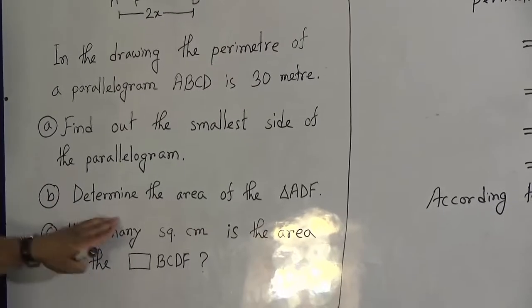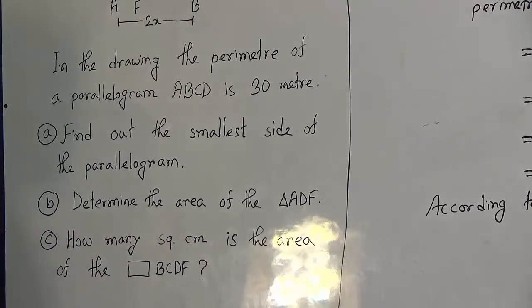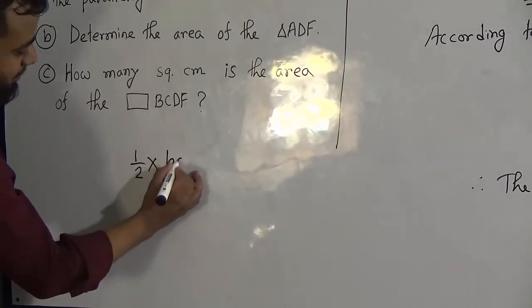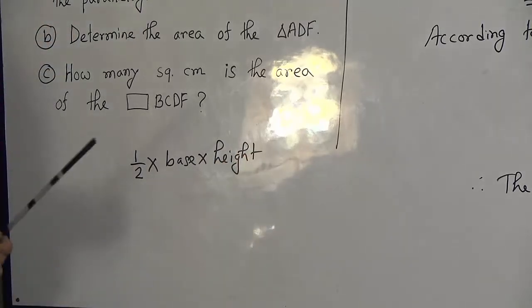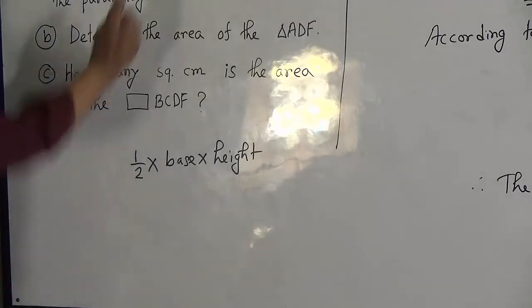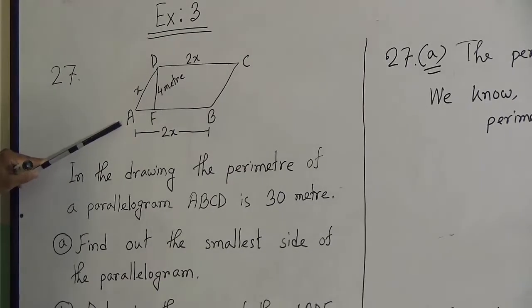But look at question number B. Question number B says that determine the area of the triangle ADF. My dear students, we know in any triangle the area's formula is a half multiply base multiply height. And look at the figure, we will find out the area here of ADF. The triangle ADF has the height given, DF is the height, so it is 4 meter is given, but the base is not given. Base here is AF, okay, but AF is not given here.